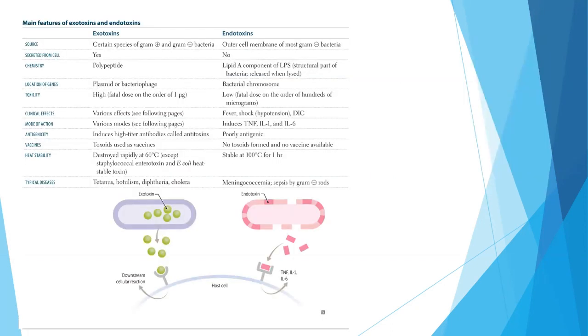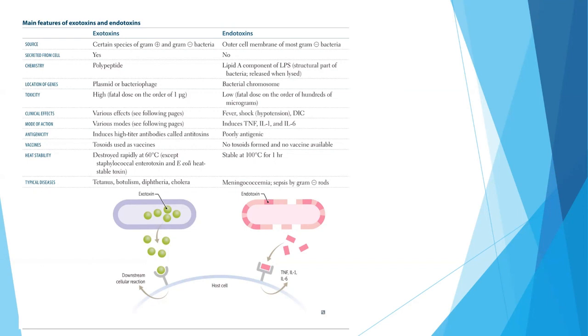Now, these are the main features of exotoxins and endotoxins. Exotoxins can be produced by both gram-positive and gram-negative bacteria, but endotoxins are produced by the cell membrane of most gram-negative bacteria. The thing about exotoxin and endotoxin is that exotoxin is produced by the bacteria, whereas endotoxin gets released from the bacteria when the bacteria dies. That is the most important difference.